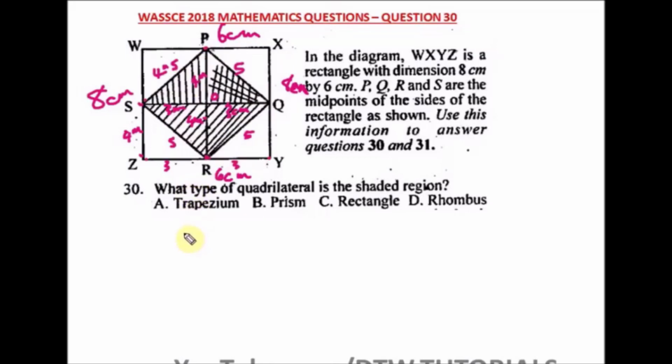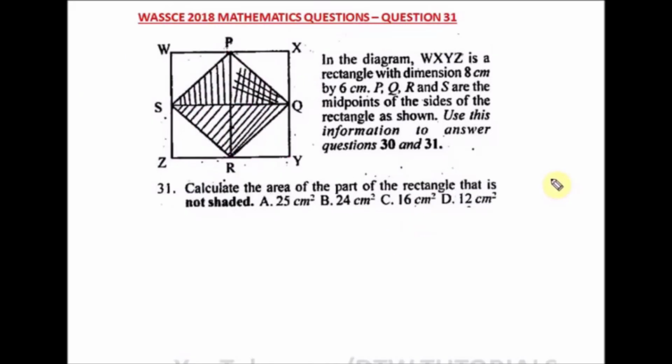So what type of quadrilateral is this? A, it says trapezium. No, trapezium doesn't have all its sides equal. B, it says prism. No. C, rectangle. No. D, rhombus. Okay, so this is the correct answer because a rhombus has all its sides equal. So our right answer here is option D.